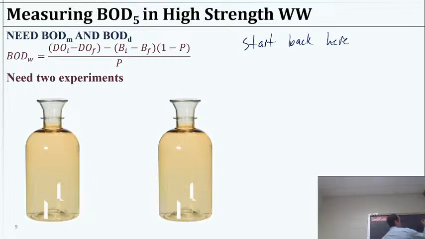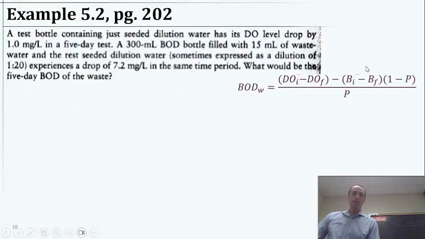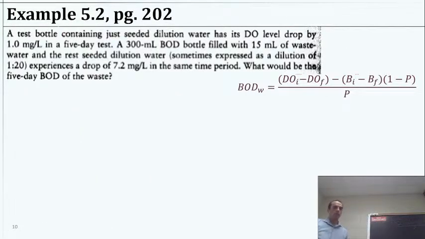So then we have minus what's in the dilution, which we said is going to be what's called B initial minus B final, and that's going to be times 1 minus the dilution factor. So 1 minus P here. All of that divided by P, and that's our equation, right? So that's kind of where we left off last time. And then we said we'll have an example problem using that.